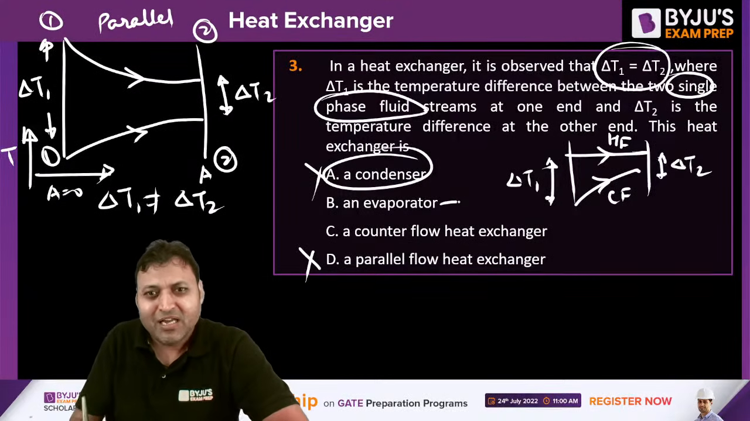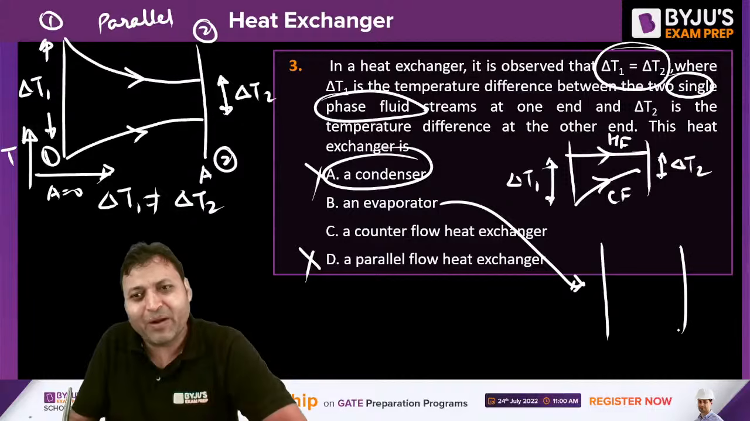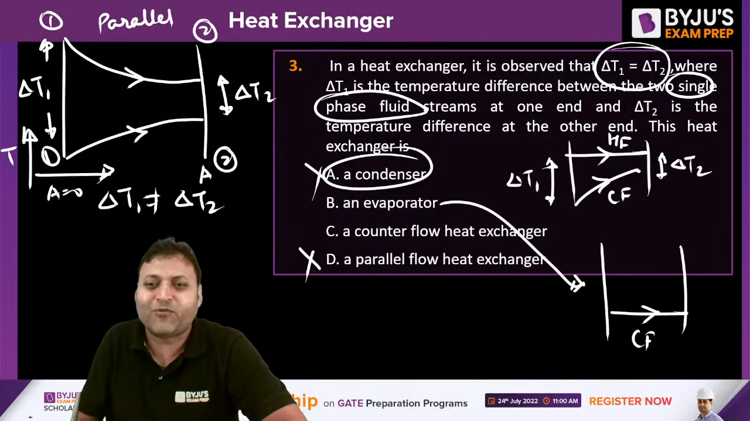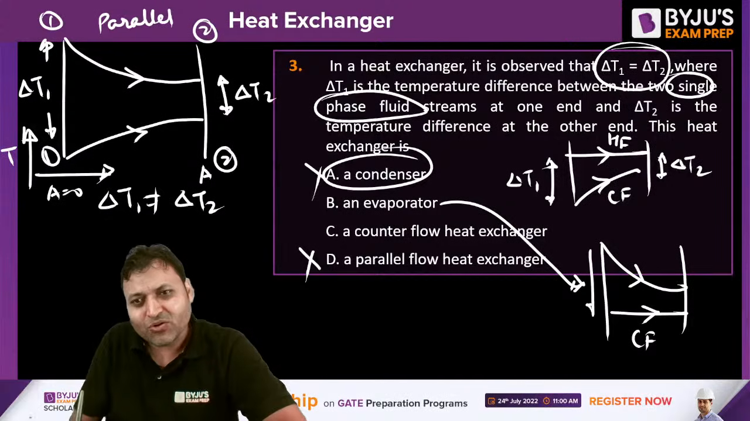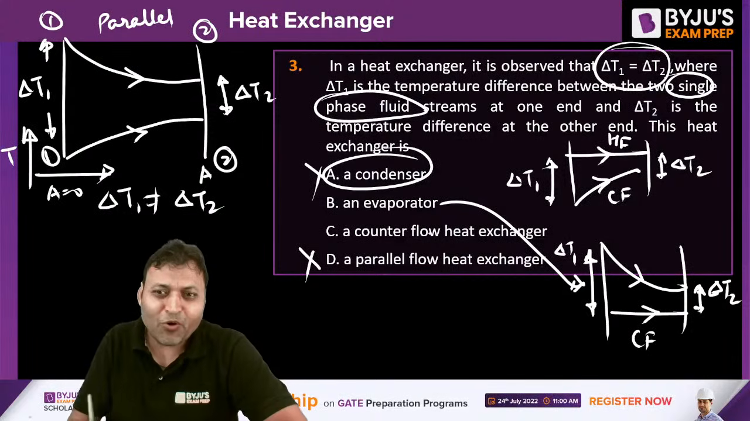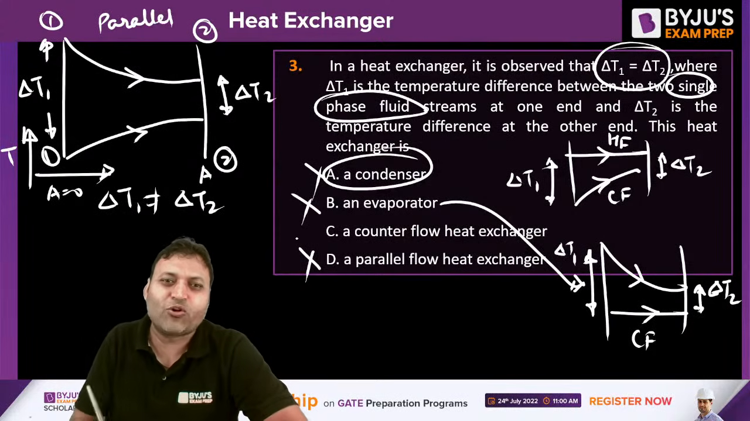Condenser cannot be possible. If we draw the temperature profile for the evaporator, the cold fluid is undergoing a phase change, but the hot fluid is a single phase. So this is delta T1 and this is delta T2. So in case of evaporator also, delta T1 and delta T2 cannot be equal.